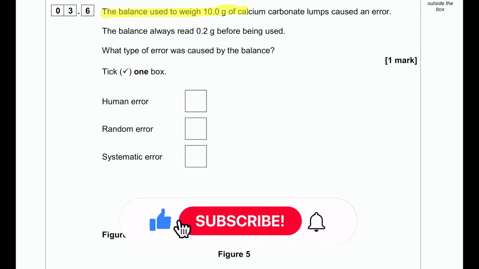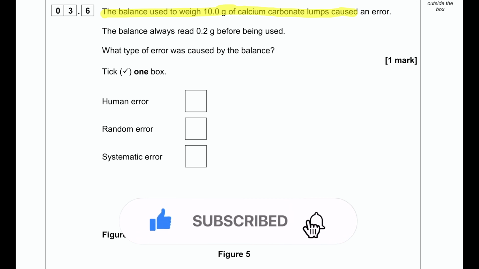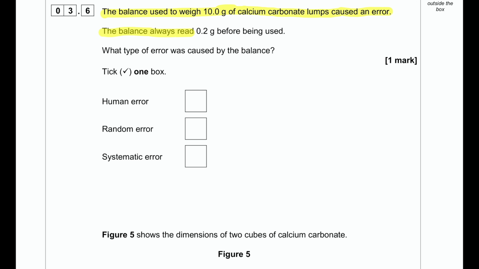The balance used to weigh 10 gram of calcium carbonate lumps caused an error. The balance always reads 0.2 gram before being used. What type of error was caused by the balance? Because it always reads 0.2 gram, that means it's a systematic error.